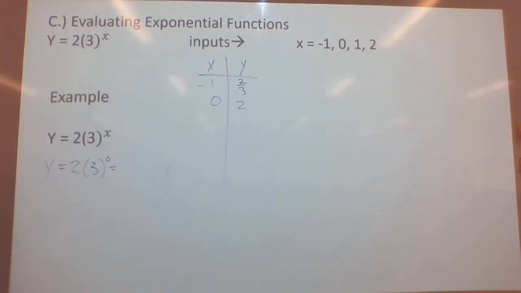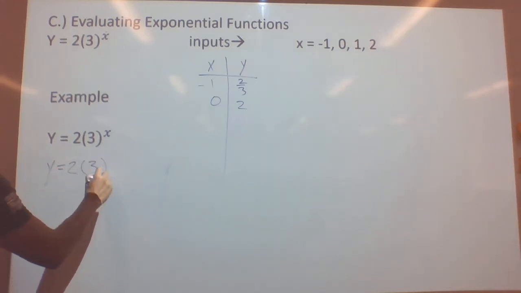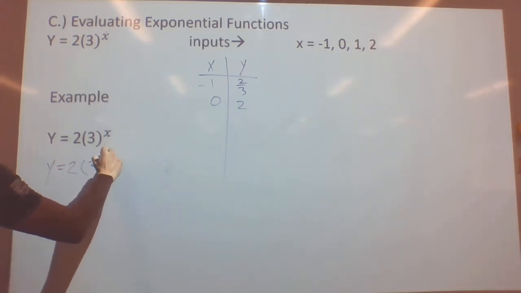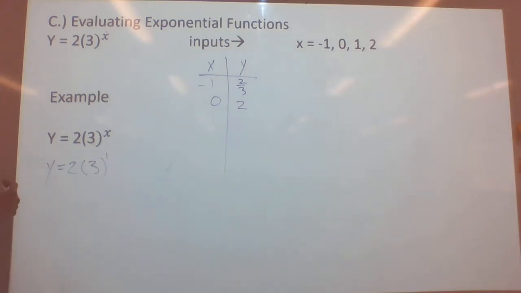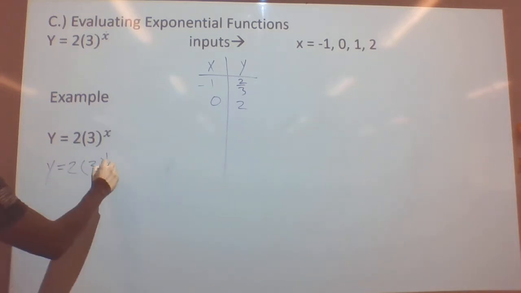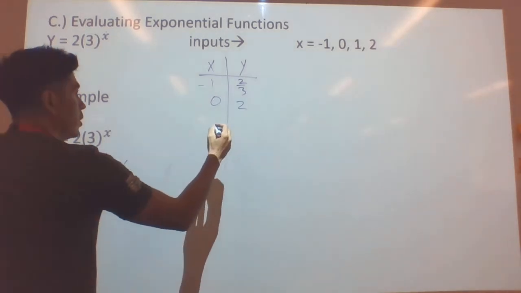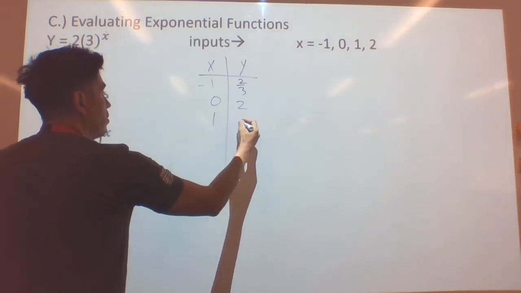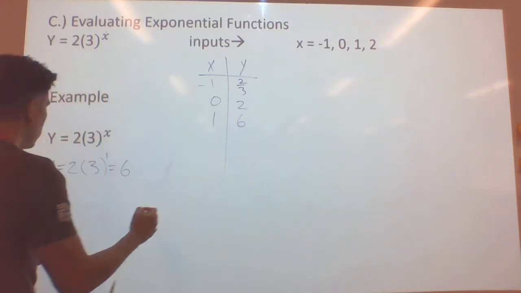So then we say, well, what's happening here? Well, the next one, for x value of 1. So again, exponents first. 3 to the first power is 3. 3 times 2 is 6. So for my input 1, my output is 6.